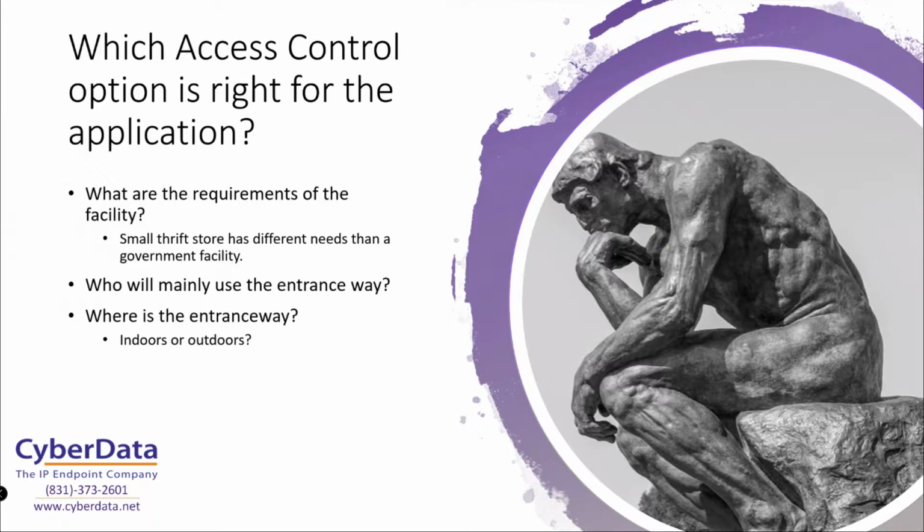There's a couple questions that you have to ask yourself as you're trying to pick the right option. Of course, what are the requirements of this particular facility? A small thrift store, a small mom and pop shop is going to have much different needs as compared to, say, a government facility, which is just going to have different security needs. There will be different people accessing the facility. Say a small thrift store will get a lot of random people in and out through the door.